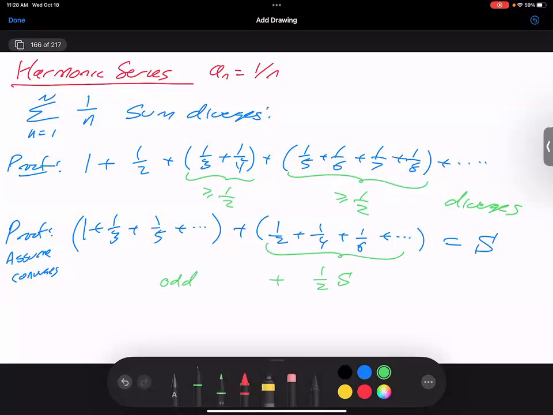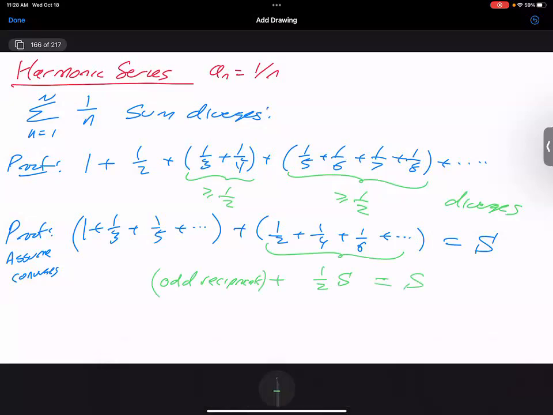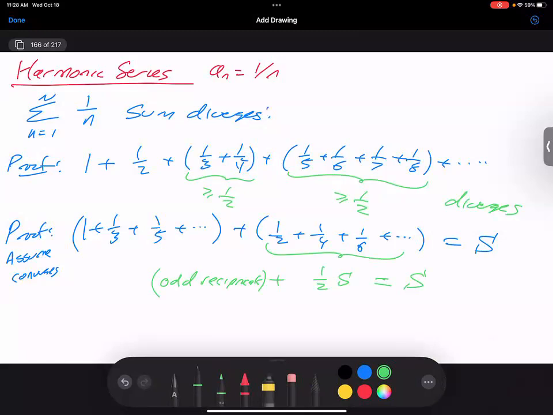So the odd reciprocals plus a half of S is equal to S. Yes? How do you know that it's going to be half of that? What could I pull out from each term? Pull out a 1/2, and so if you pull out the 1/2, you get 1/2 S. So this is a really useful trick. This is just 1/2 times 1 plus a half plus 1/4 plus ... This is why I've been doing this, because this is a really powerful method.